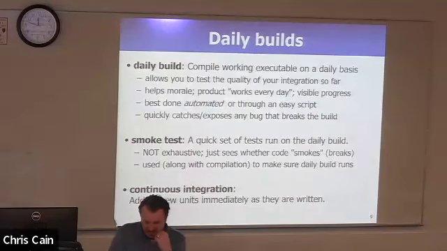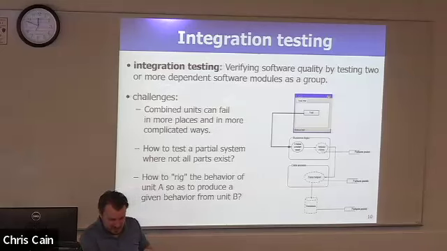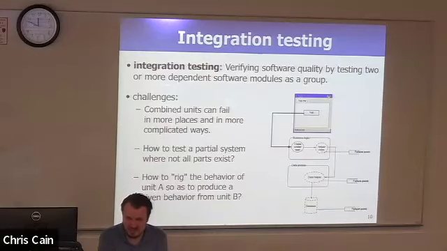So we've talked a bit about daily builds. I'm not going to go through this. We talked a little bit about some of the challenges of integration testing, but I want to pause here just a little bit to talk about how when you combine these, they can fail in more places, in more complicated ways. It's worth knowing just how many places an integration could fail. So the big question that we're going to be talking about, I don't think we quite have enough time for this, we're going to start with it on Thursday, is how do we test a partial system? How do you actually test a system where not all the components are there or implemented yet?